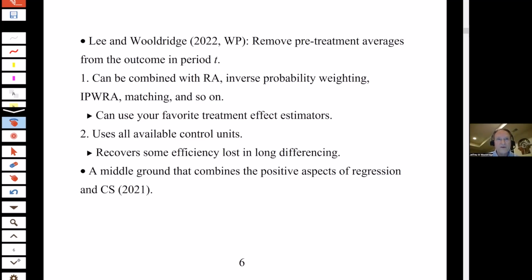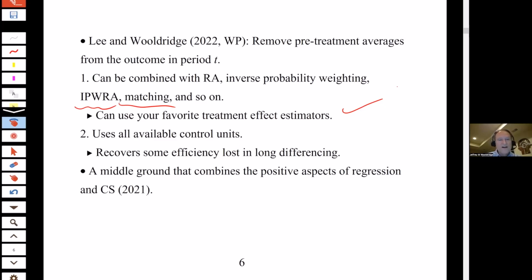Okay, so in other words, we can apply regression adjustment if we want to. We can apply inverse probability weighting, or we can combine inverse probability weighting with regression adjustment to get doubly robust estimators. Or if you like to match either based on the covariates or the propensity score, you're welcome to do that as well. So you can use your favorite treatment effect estimators once you've done the transformation.